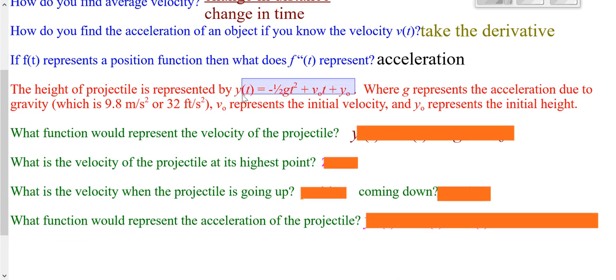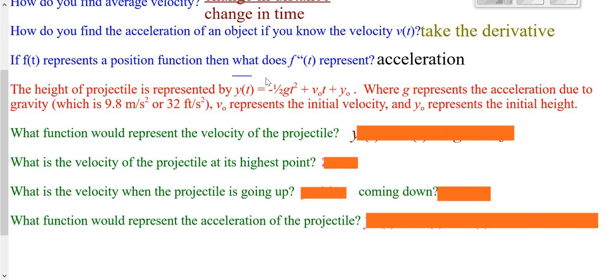So looking at your position, which is your distance, or the height of an object being thrown into the air, it's given to you by this equation here. Your y naught is your initial height. Your v naught is your initial velocity. G is your acceleration due to gravity. Now, acceleration due to gravity, we would say is 9.8 if you're dealing with meters per second squared. If you're dealing with feet, it would be 32.